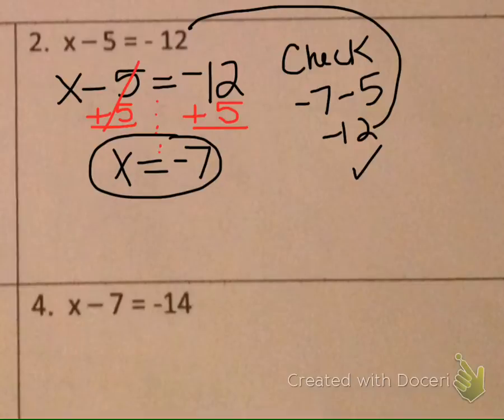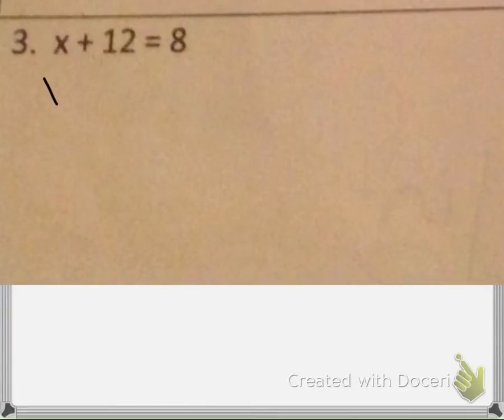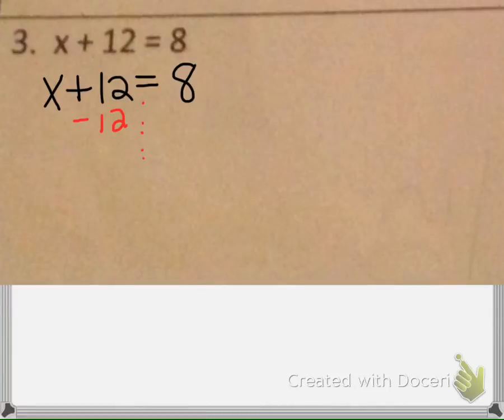Try number 3. Okay, number 3, I have x plus 12 equals 8. Okay, in order to get x all by itself, I need to get rid of the plus 12. The opposite of addition is subtraction, so in order to get rid of the add 12, or this plus 12, I'm going to subtract 12. Whatever I do to one side of the equation, I have to do to the other. Okay? Positive 12 minus 12 is 0. That cancels out. I'm left with x on the left-hand side of the equation.